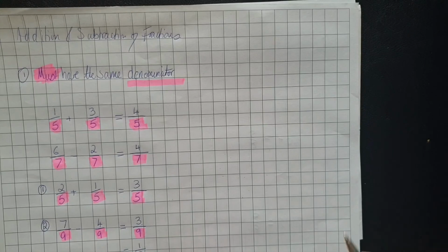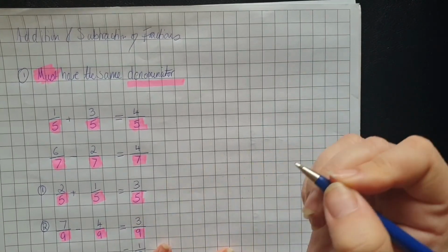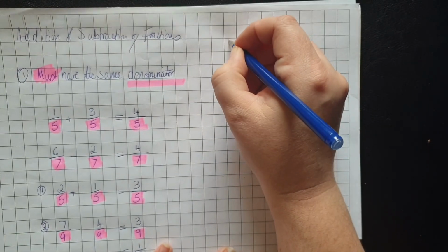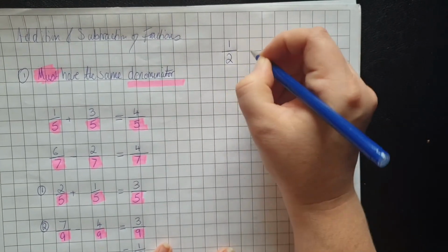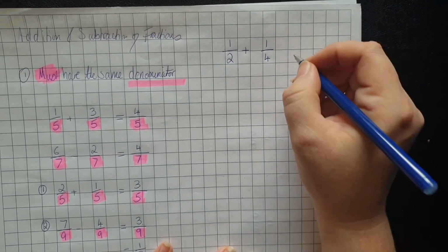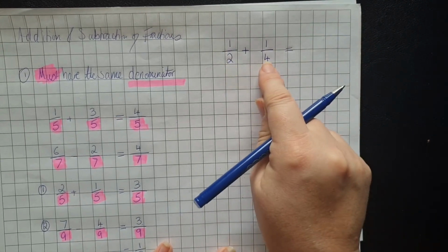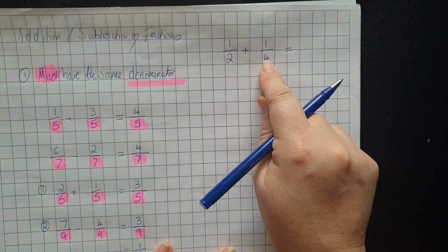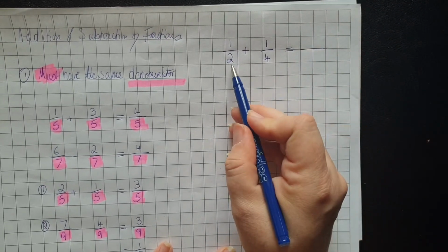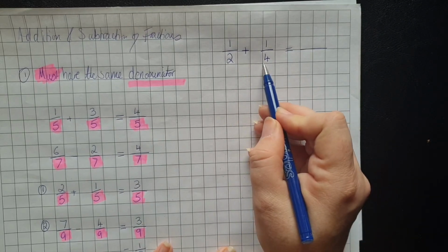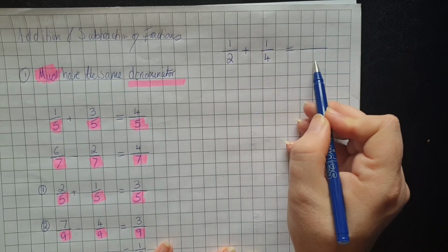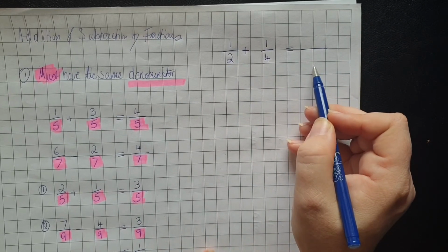Right, next examples I'm going to have a look at are when the denominators are different. Okay, so for example, if we have 1/2 plus 1/4. Now clearly these are not the same. We need to find a way of making these denominators the same. So what we're looking for here is what we call the lowest common denominator.